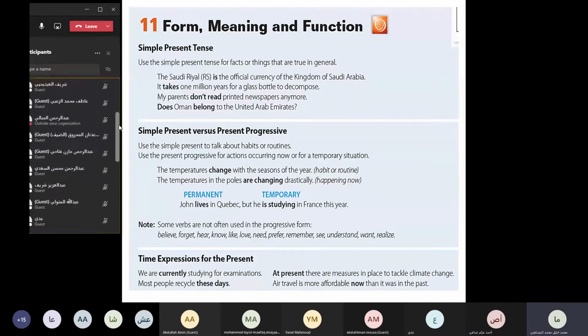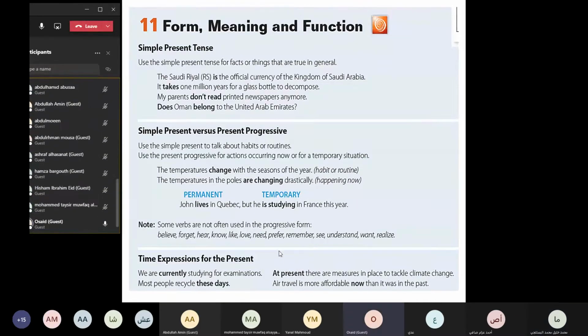Usaid. Yes. Which one? Time expressions for the present. The third one. At the present. We are currently studying for the examinations. Most people recycle these days. At present, there are measurements in place to tackle climate change. Air travel is more affordable now than it was in the past. Thank you. So you realize here these expressions are used with the present, whether simple present or present progressive.